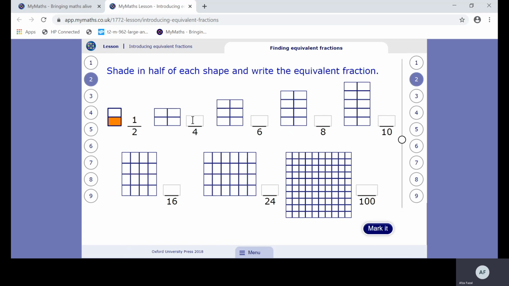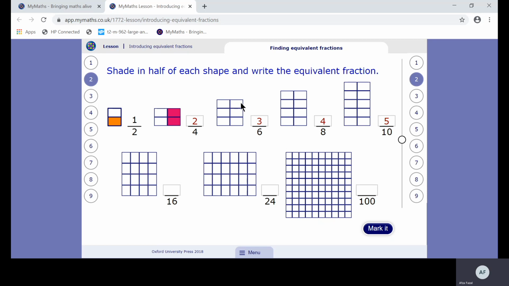Now we've got these fractions. Shade in half of each shape and write the equivalent fraction. Looking carefully at the shapes, what you've got to look at is the denominator and the numerator. So 2 and 1. 1 is half of 2. If I've got 4, half of that is 2. If I've got 6, half of that is 3. If I've got 8, half of that is 4. If I've got 10, half of that is 5.